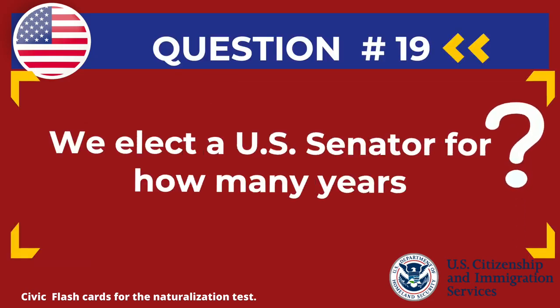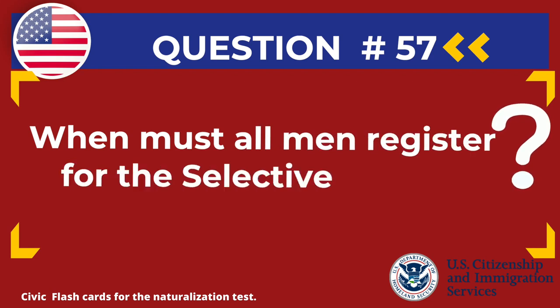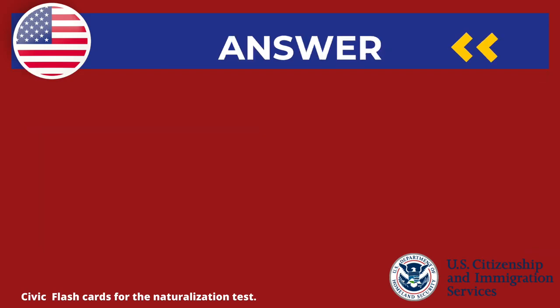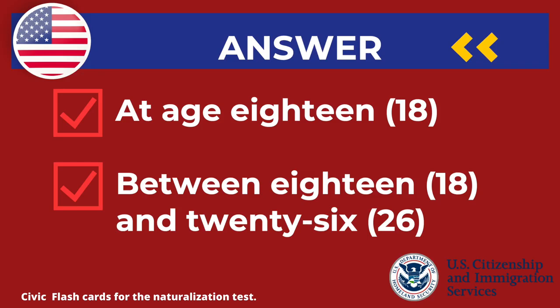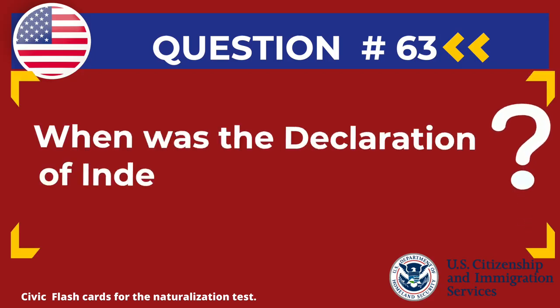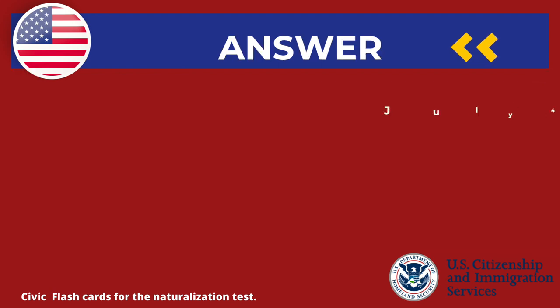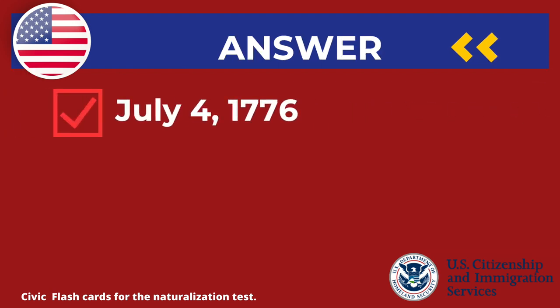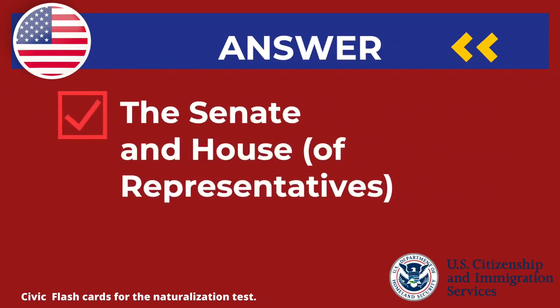We elect a U.S. Senator for how many years? 6. When must all men register for the Selective Service? At age 18. Between 18 and 26. When was the Declaration of Independence adopted? July 4th, 1776. What are the two parts of the U.S. Congress? The Senate and House of Representatives.